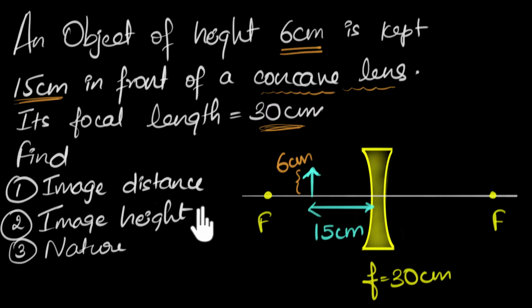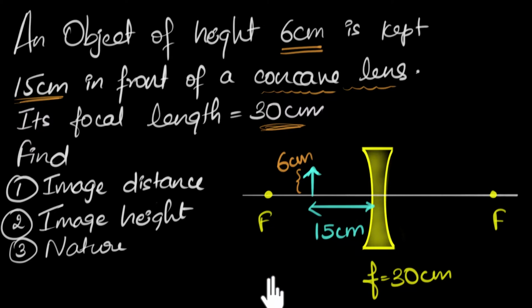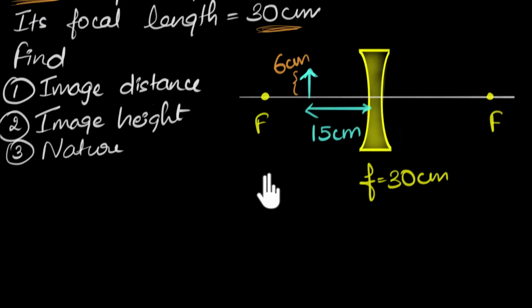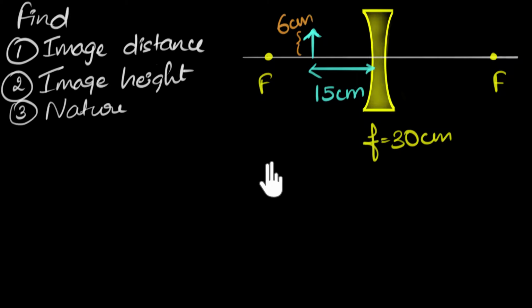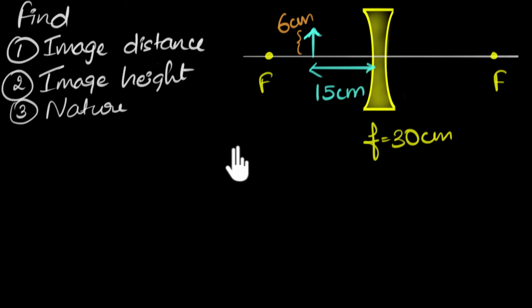All right, now the next step is to figure out what we need to calculate. We need to calculate the image distance, image height, and the nature. We need to basically figure out all the properties of the image. So let's now make some space. We don't need to read the question anymore. All the data is there in this diagram. That's why I love to draw diagrams when it comes to lenses. So we need to figure out image distance and image height.